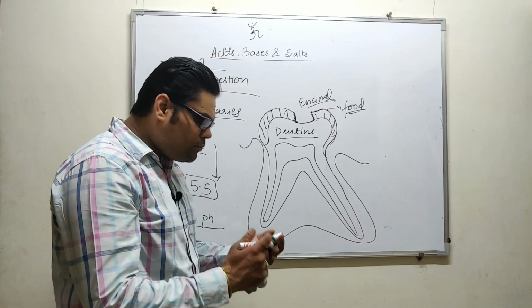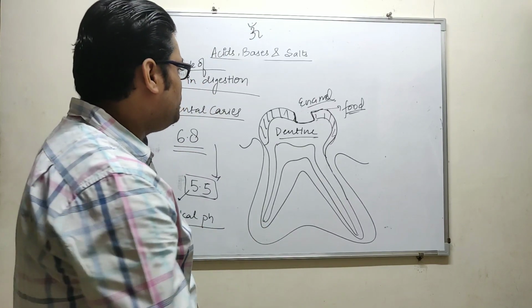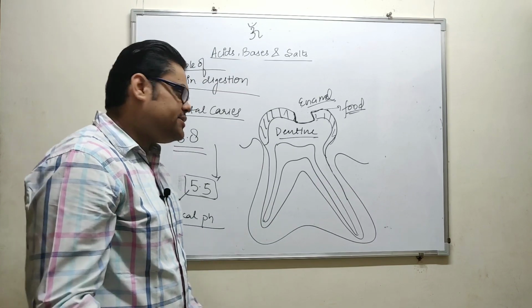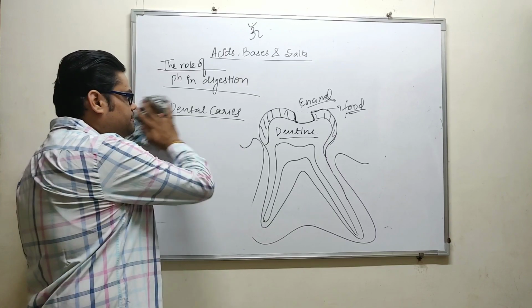Okay, the normal pH is 6.8. How does the level of pH come down? Because of the presence of lactic acid. Now, I think this is clear.